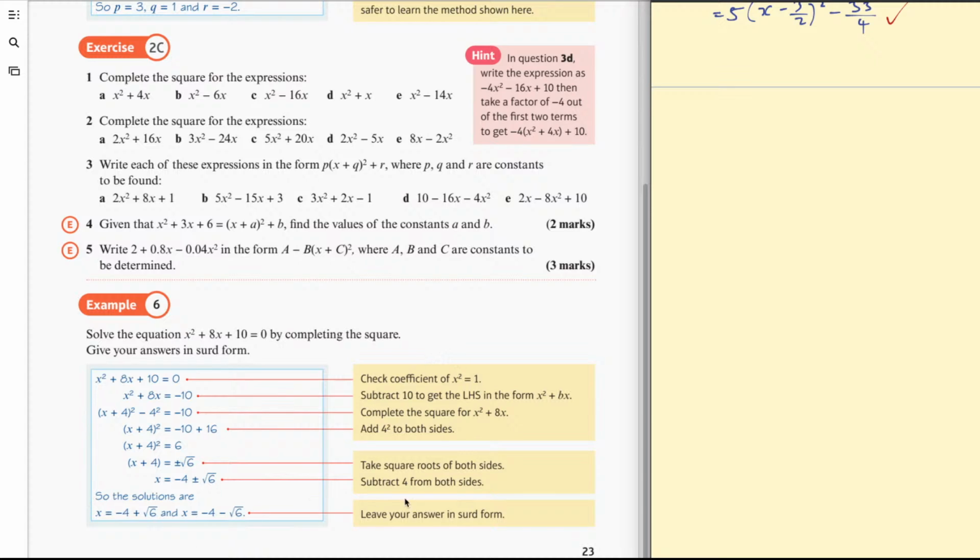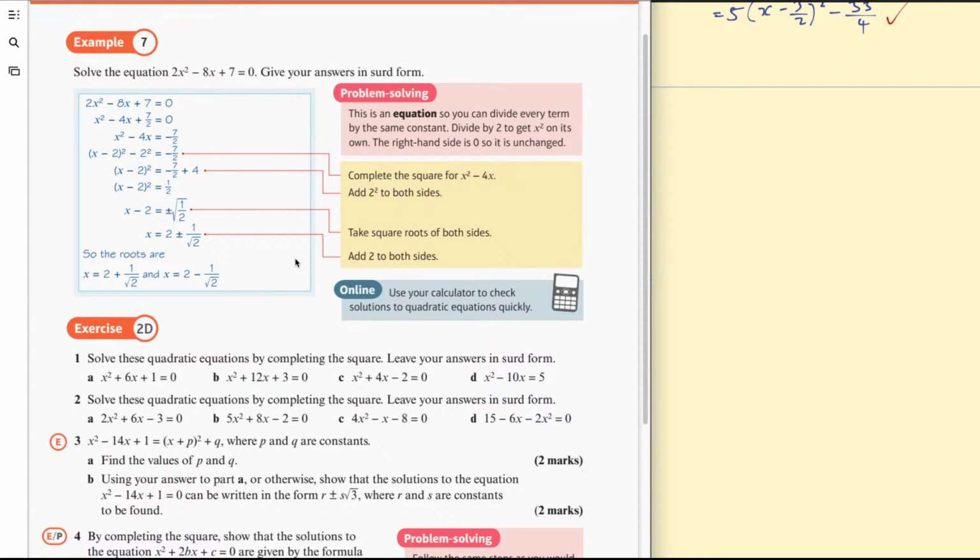Alright, and then it says leave your answers in surd form. Okay, so now we are solving quadratics with completing the square. Here is another example.